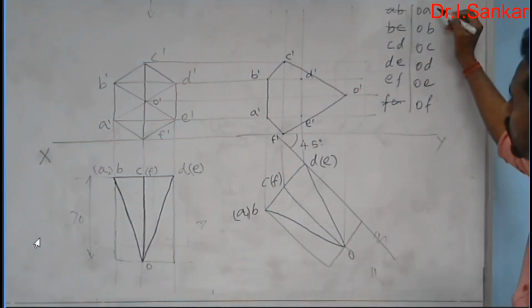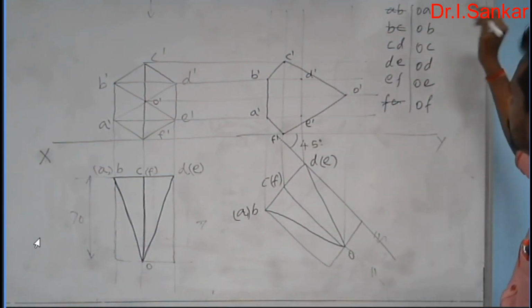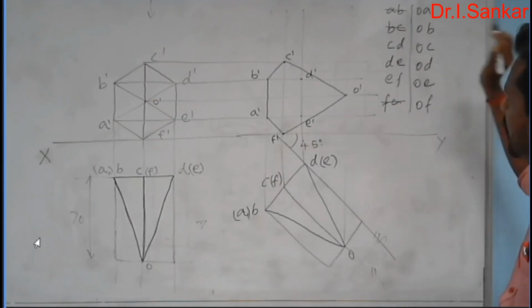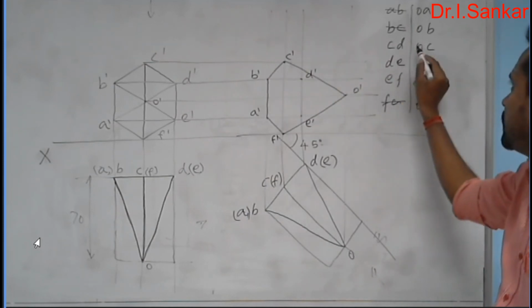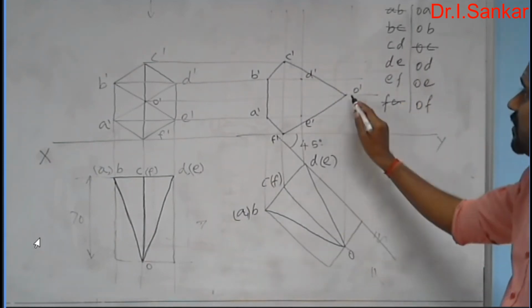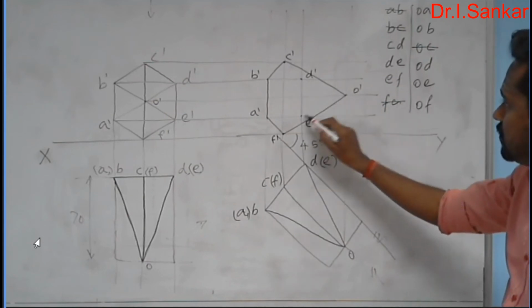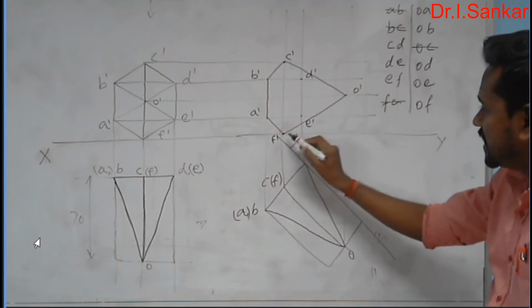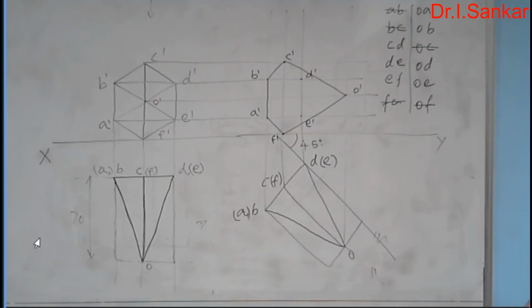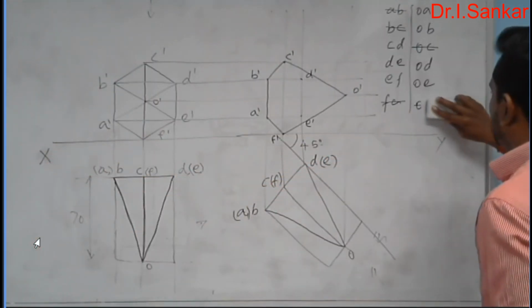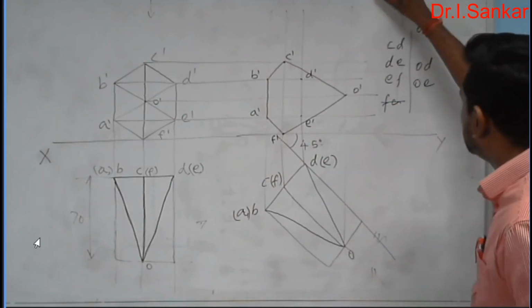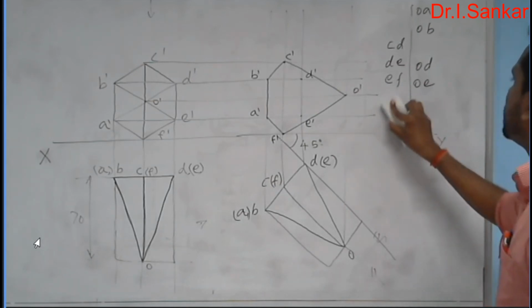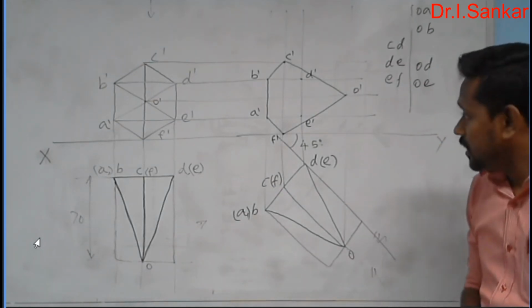Similarly, whether OA is connected, no. OB is connected, no. OC is connected, yes, it is connected. See, O dash C dash is connected. OD is connected, no. OE, no. OF, yes, it is connected. Right. Then, more number of edges get connected with the first step itself. Let's bother about the remaining edges alone. These are the edges which are all not yet connected.